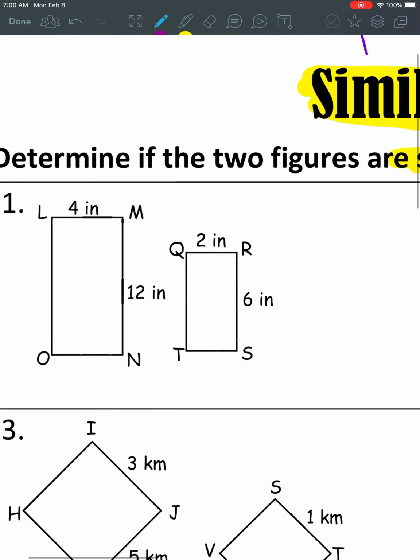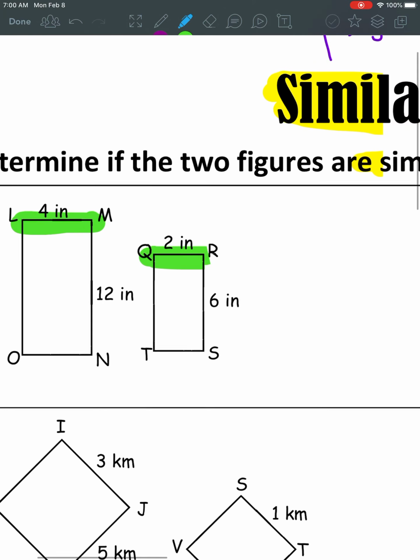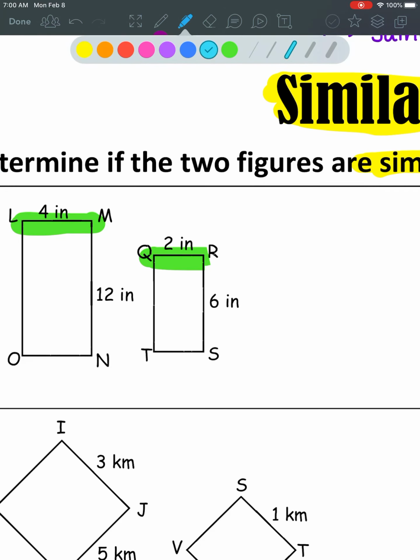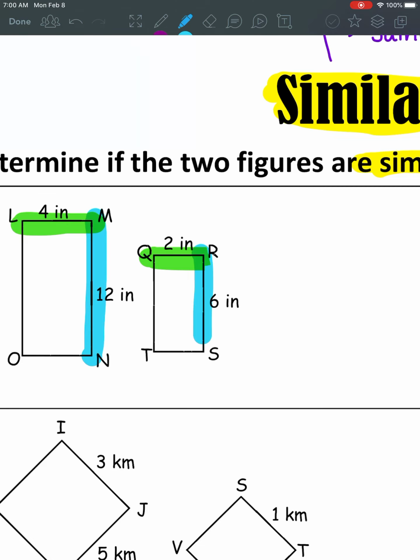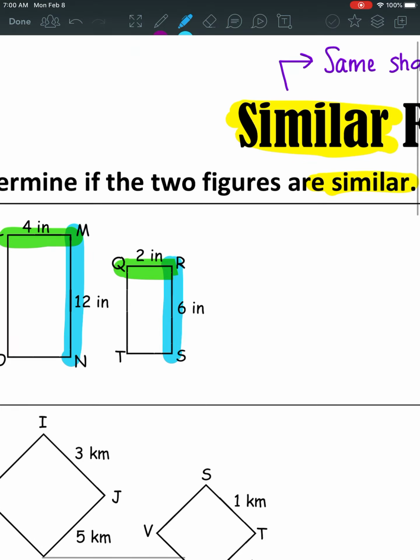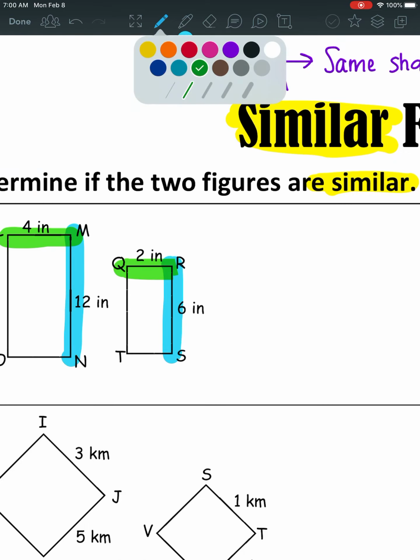So we want to make sure that we match up corresponding side lengths. What that means is this top side length, 4 inches, matches up to the side length QR, 2 inches. Those are pairs. Those are what we call corresponding. They're in the same position. Same thing then with the side length 12 and the side length 6. So what we will do is create a proportion with these.